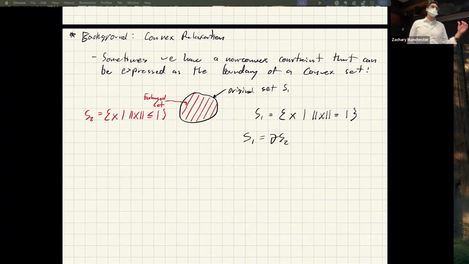So the idea is I have some constraint, like a norm constraint. Norm of X has to equal 1, non-convex. But if I enlarge that by turning that into an inequality, include the interior, now it's a convex set. The new set is strictly bigger than the original one. So that's why it's called a relaxation, right? I'm relaxing it. I'm making the set bigger.